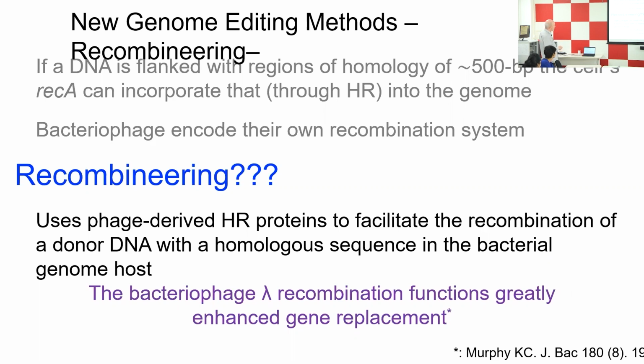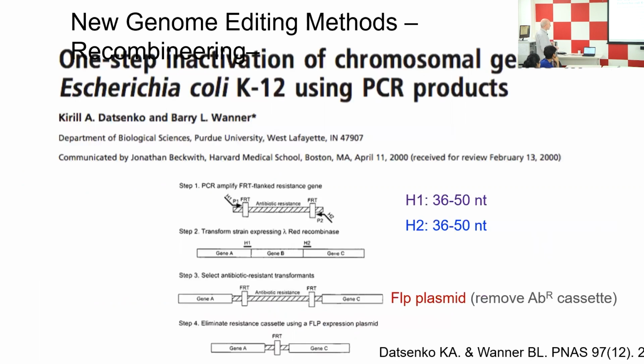Okay, so recombineering, instead of using homologous recombination, uses phage-derived proteins that facilitate homologous recombination in a strain, in a chassis, in a recipient, in such a way that these recombination proteins coming from phages act on much shorter DNA sequences. This paper mentioned here is from the early 2000s.